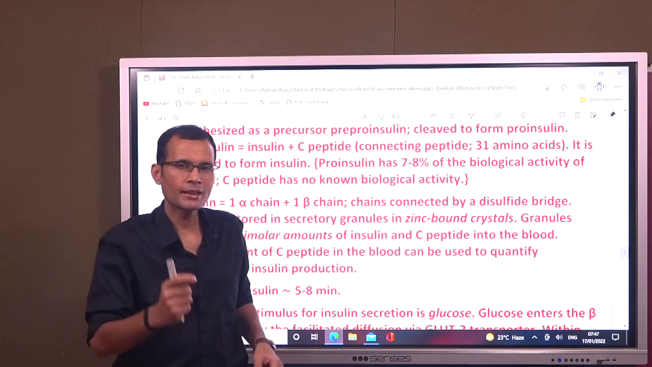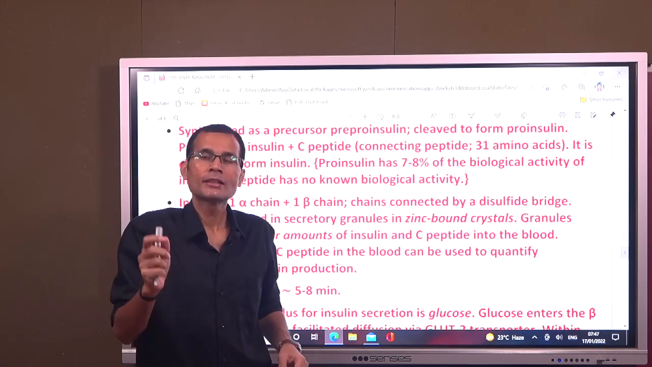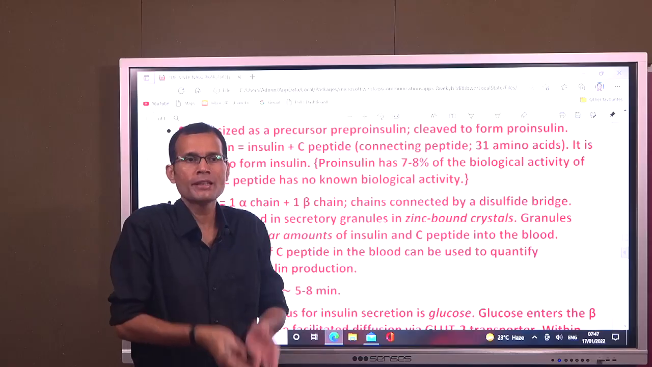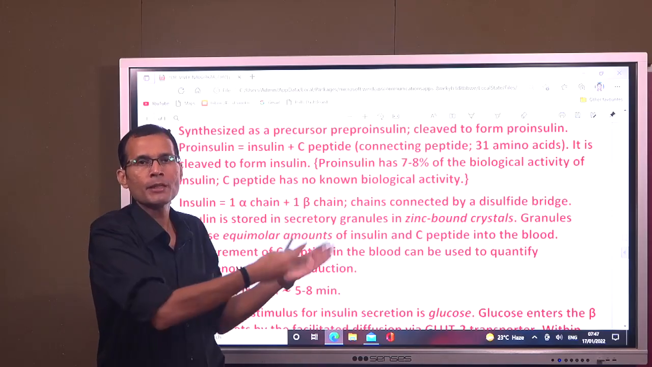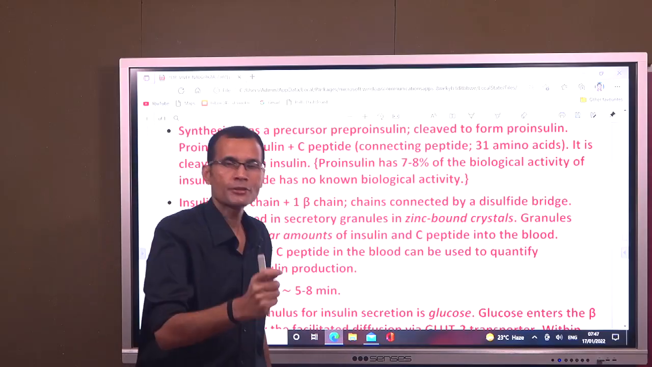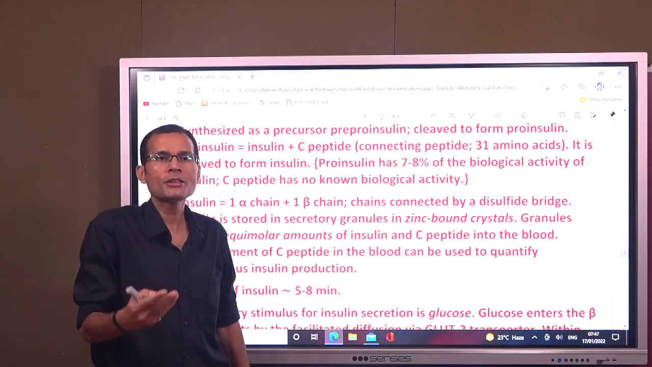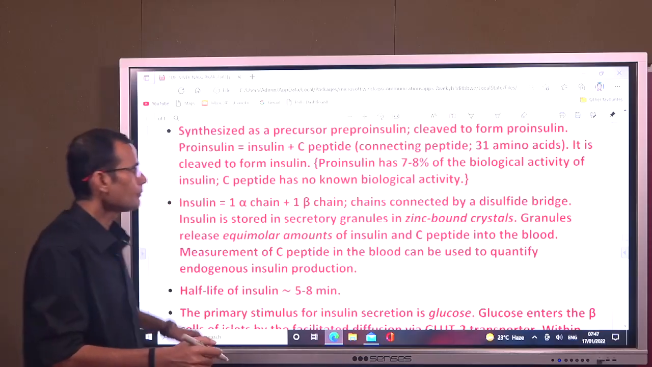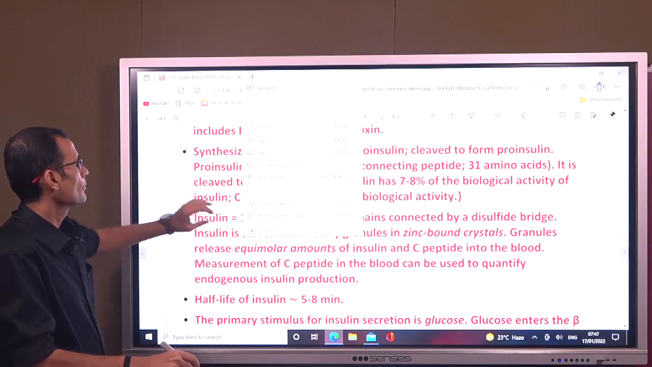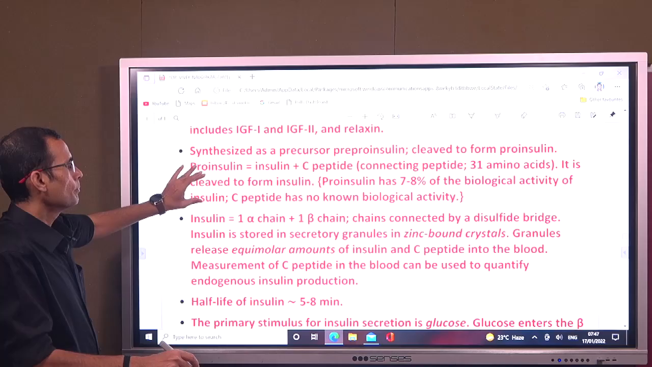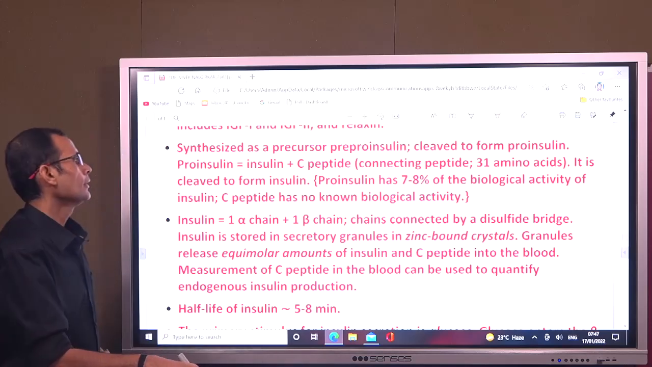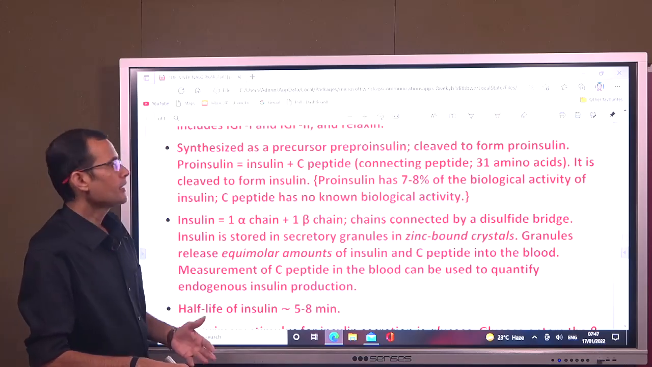To check the beta cell activity, sometimes they check the C-peptide levels in the plasma, because after all, the beta cell is forming this pre-proinsulin, proinsulin and then insulin and C-peptide. So levels of C-peptide will be indicative of how much beta cell is functional. Alright, connecting peptide or C-peptide. It has 31 amino acids and therefore it has some utility in the sense that you can check the C-peptide levels.